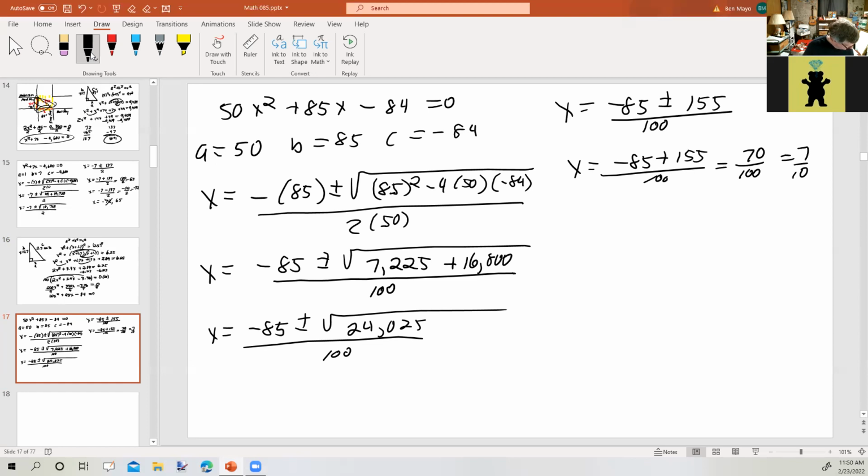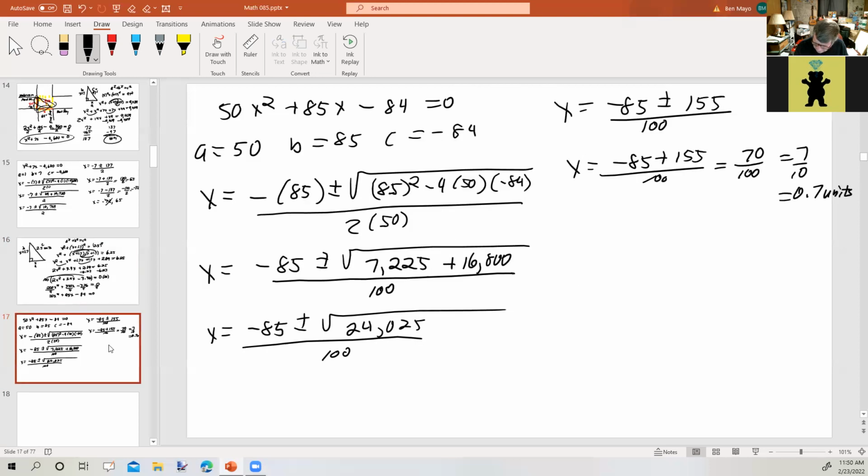As a decimal, that would be 0.7, and that's units. I looked to see if they wrote the answer as a decimal, and they did. If you'll recall, our original problem had decimals in it. 7/10 is still a correct answer, but they went with a decimal. Or x equals negative 85 minus 155 over 100. That would be negative 240 over 100, or negative 2.4 units.